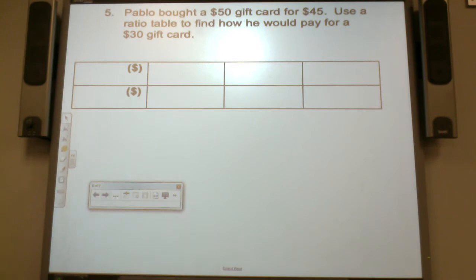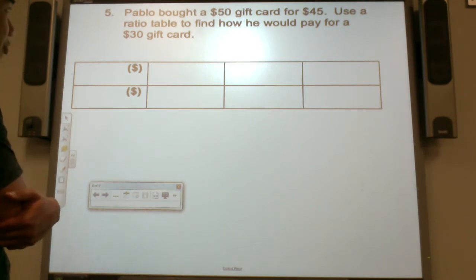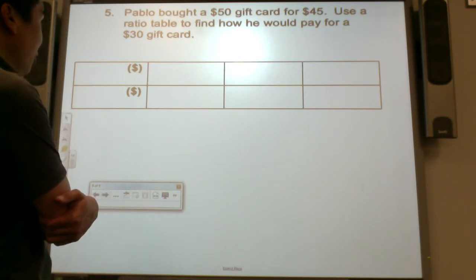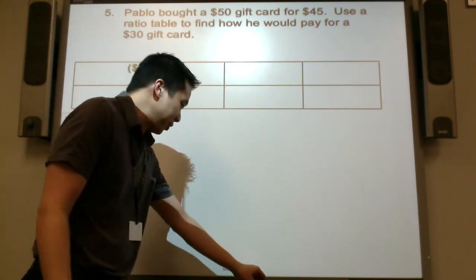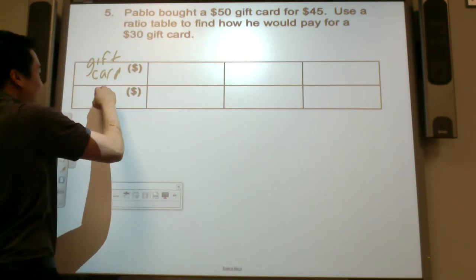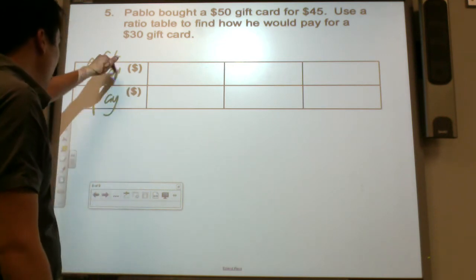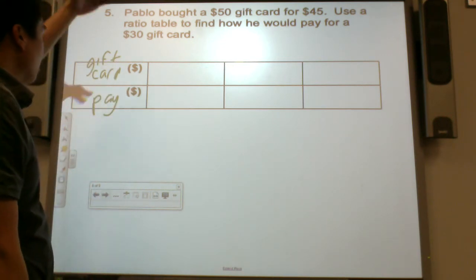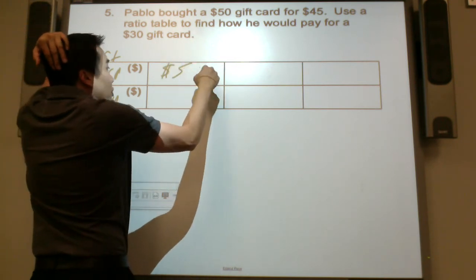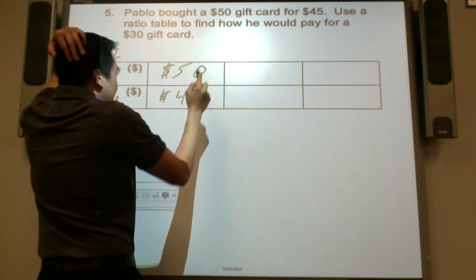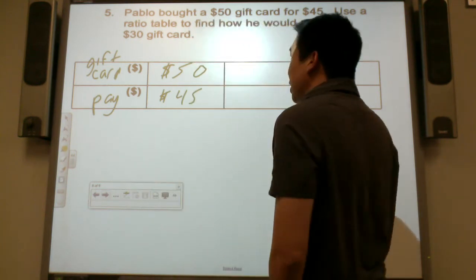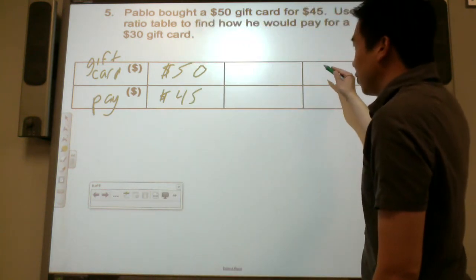Pablo bought a $50 gift card for $45. Use a ratio table to find out how much he would pay for a $30 gift card. Oh, Mr. Joe did not even label these for us. How rude. All right, so what is this about? This is about gift cards and how much he paid. So that's what the units are. So it's a ratio. He paid $45 for the $50 gift card. Use a ratio table to find how much he would pay for a $30 gift card. $30 gift card will go up here.